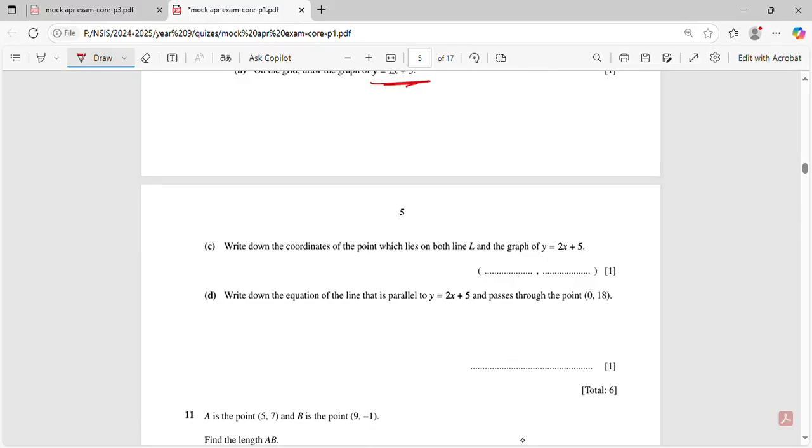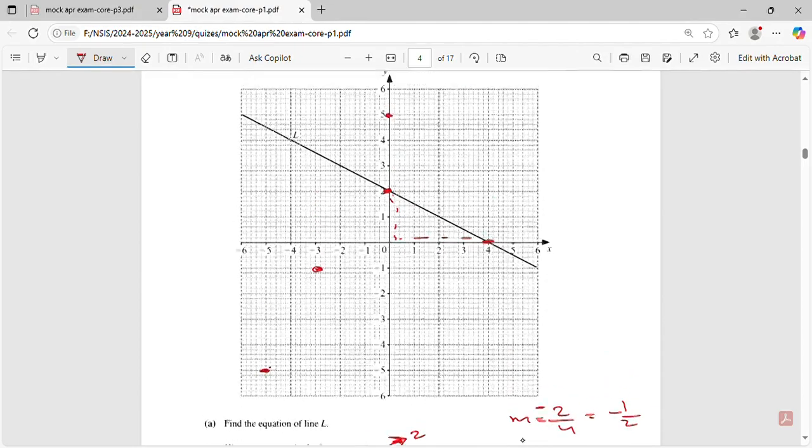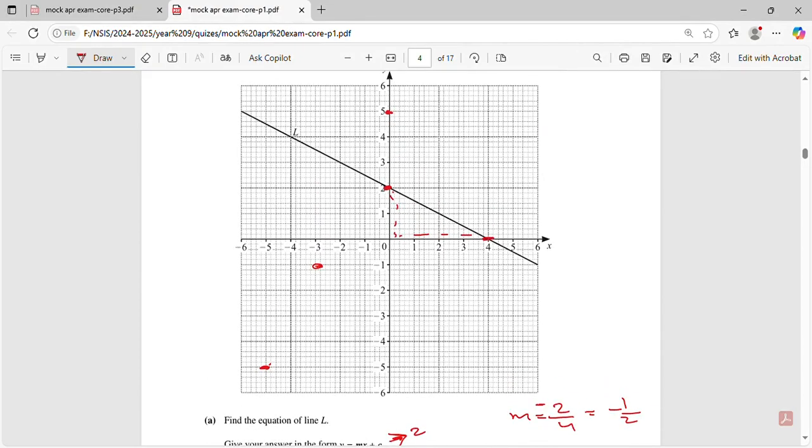Then he asked me to write down the coordinate of the point which lies on the line and the graph. So he asks you for the intersection of these 2 lines, and of course I have to find the intersection by using a ruler. I will assume that this point lies between negative 1 and negative 2, and here it lies between 2 and 3.